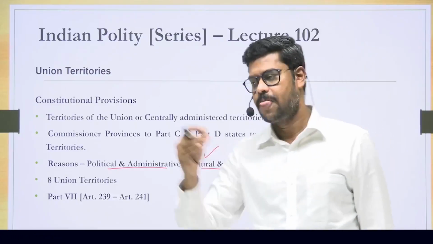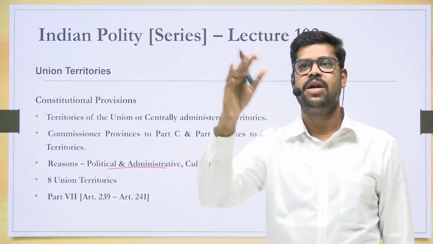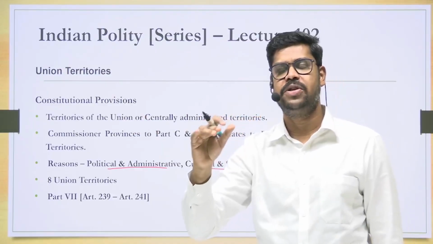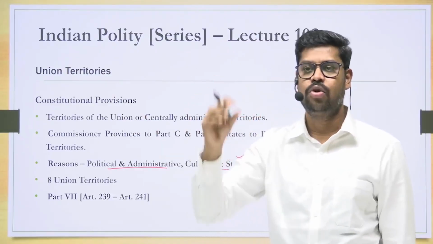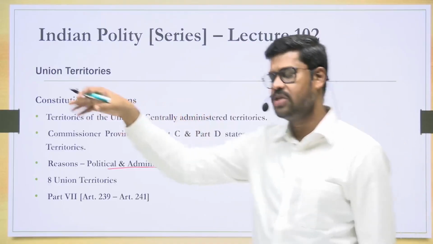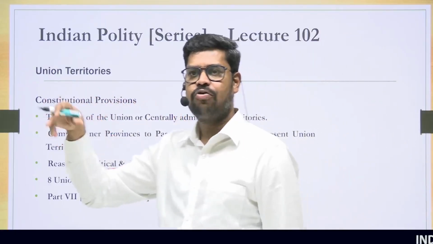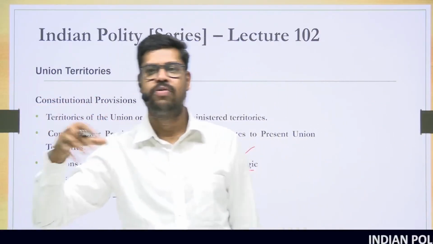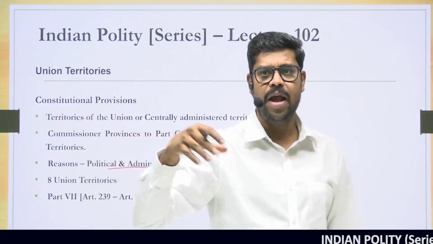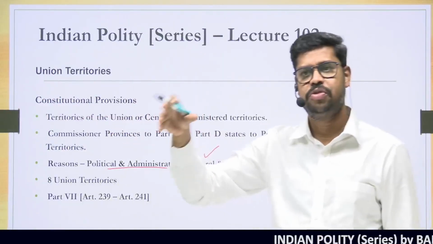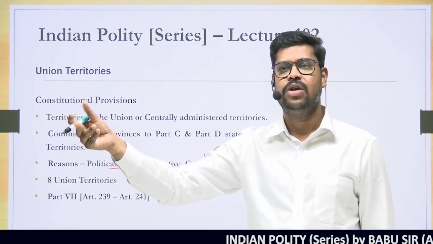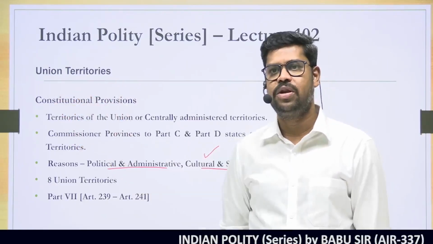Say for example, Lakshadweep, Andaman and Nicobar Islands. Not just because of population, they were strategically very important. Look into their locations. Their locations are in the seas. So therefore, strategically it is very important for our national security. And because they are strategically important, they should be under the control of the union. So therefore, they were given the status of union territories.